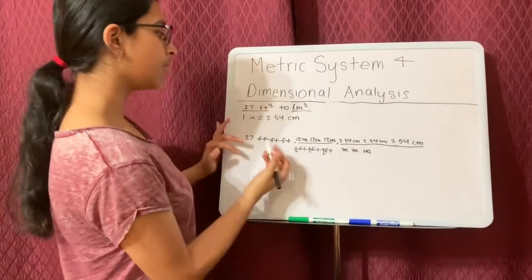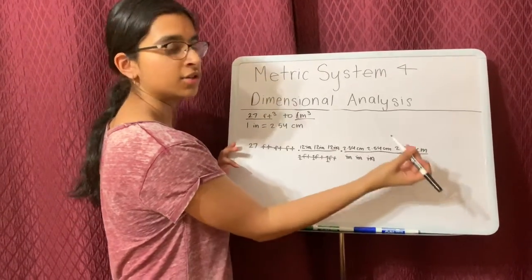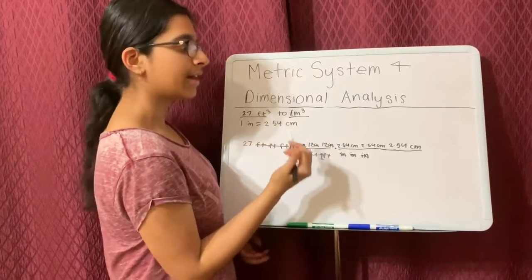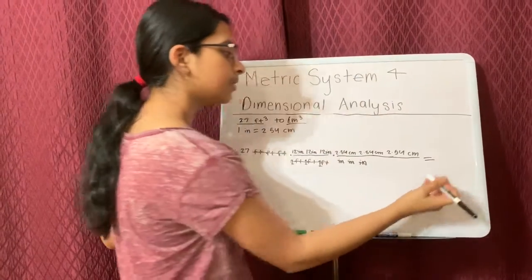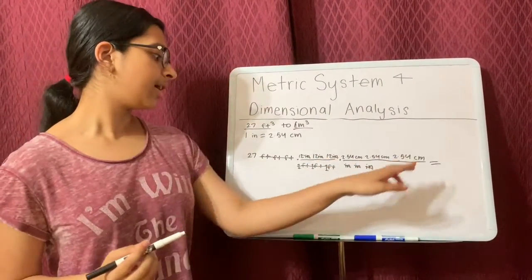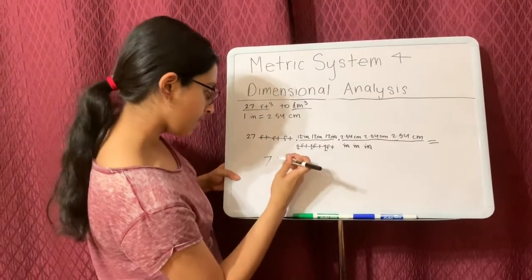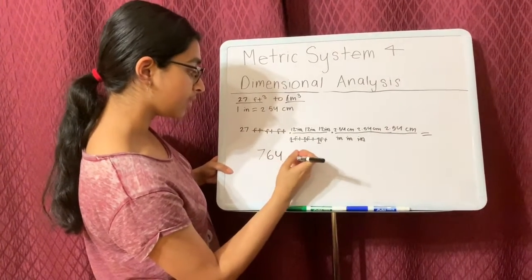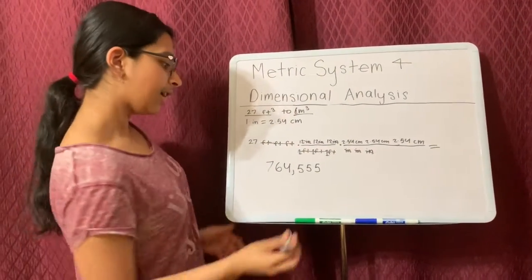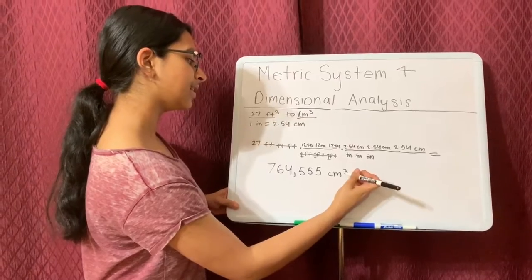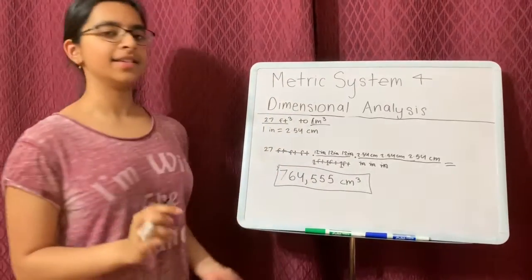Here we have all of our units canceled out except 3 centimeters. So that means we are in centimeters cubed, cubic centimeters, which is what we wanted in the beginning of the problem. So now all we have to do to finish this conversion is multiply this out. So we multiply everything in the numerator and divide by everything in the denominator. And we end up getting this number. It's 764,555. And that is slightly rounded, so you might get a different answer, but this is how many cubic centimeters are in 27 cubic feet. And that is how you do dimensional analysis.